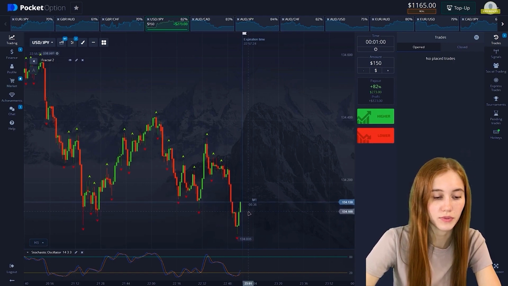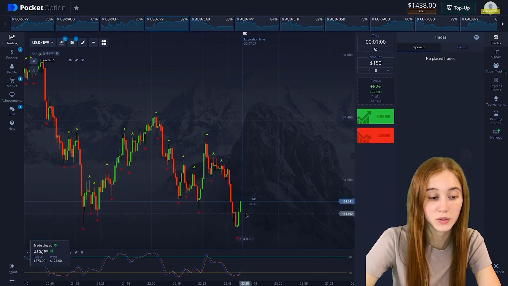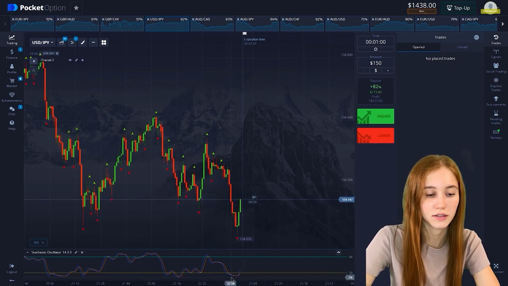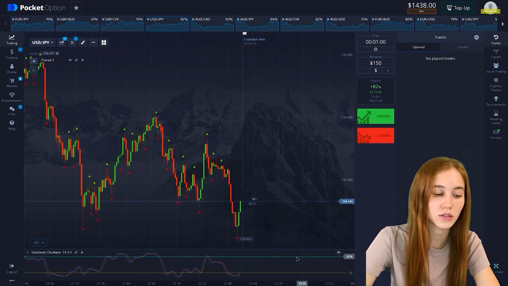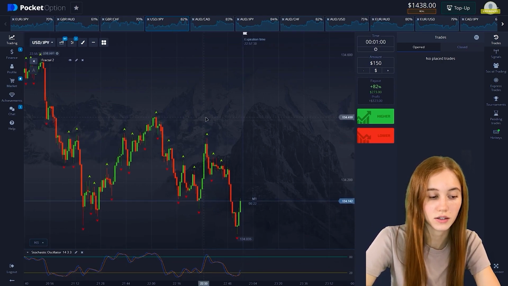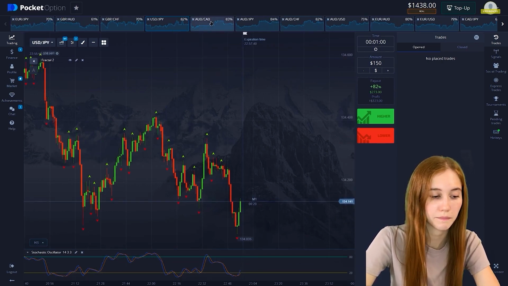Deal closes in profit. Good. Profit is $123. We also see from the oscillator that we're starting to leave the 20 zone into our consolidation zone, and the charts are starting to grow. Let's move on.